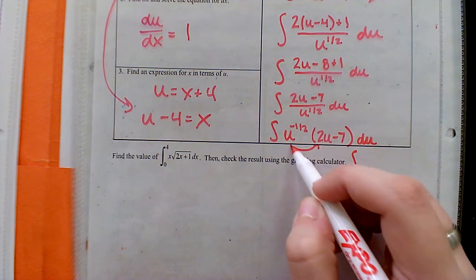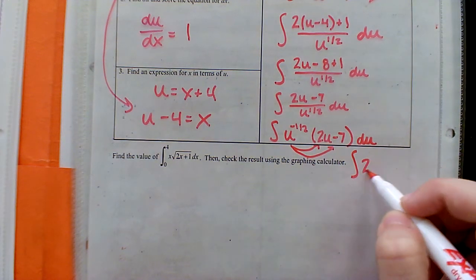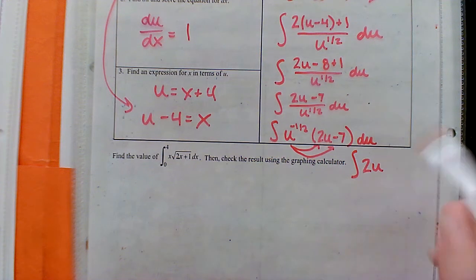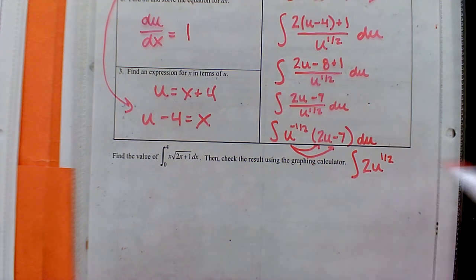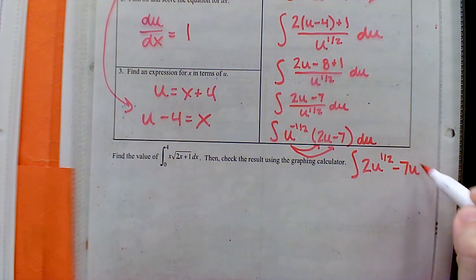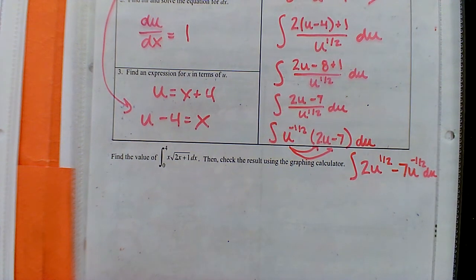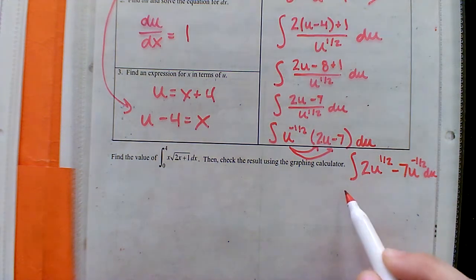There we go. Let's distribute. Okay, so if you're distributing in the u, you'll have to add the powers. Negative 1/2 plus 1 would be a 1/2, and then we'll have a minus 7u to the negative 1/2 du. I think that looks good because we can now use our reverse power rule.